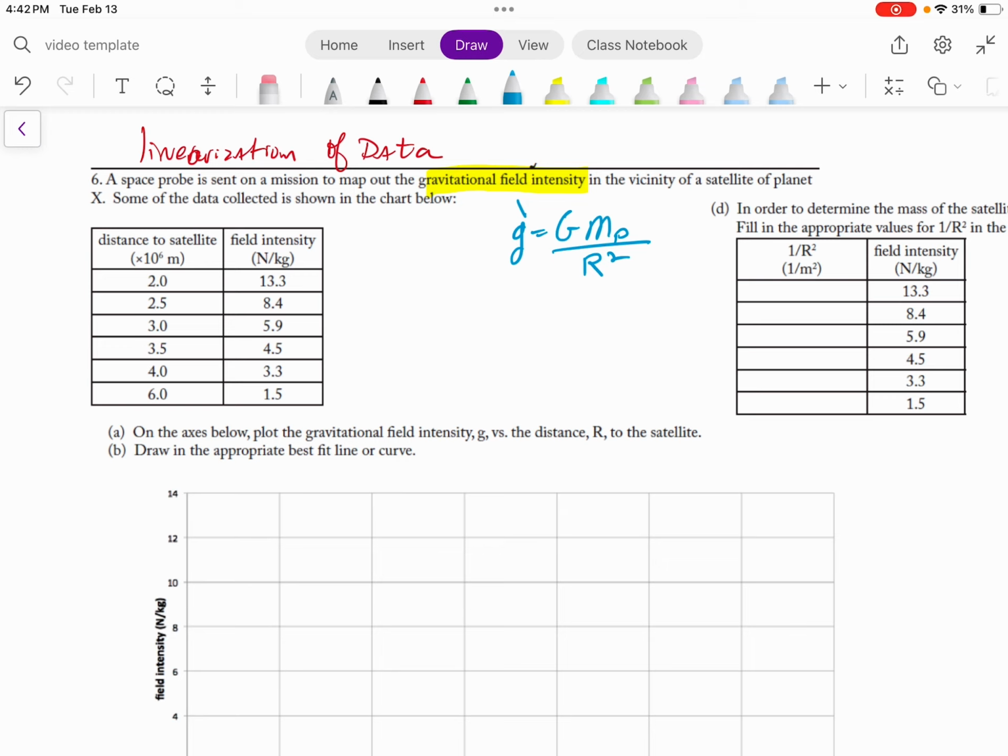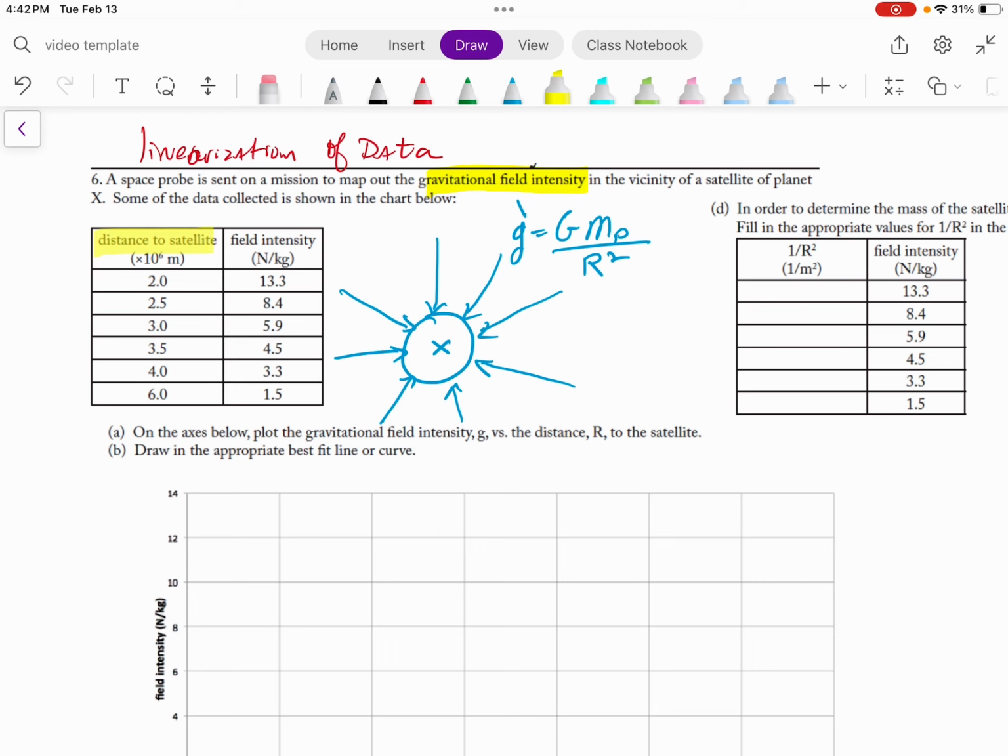In the vicinity, okay, back up. A space probe is sent on a mission to map out the gravitational field intensity of the vicinity of a satellite of planet X. So I've got some planet X. Here's my planet X. And that planet is creating gravitational field lines. And we're going to have a probe that actually goes out and measures those gravitational field values as you get closer or farther away from planet X. So let's go look at the table of data.